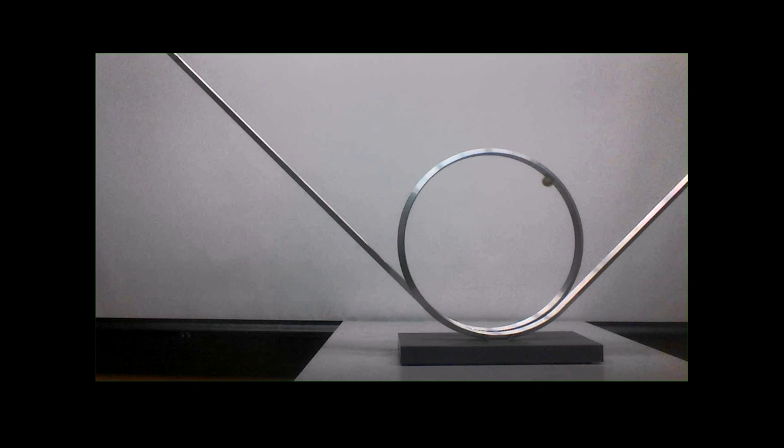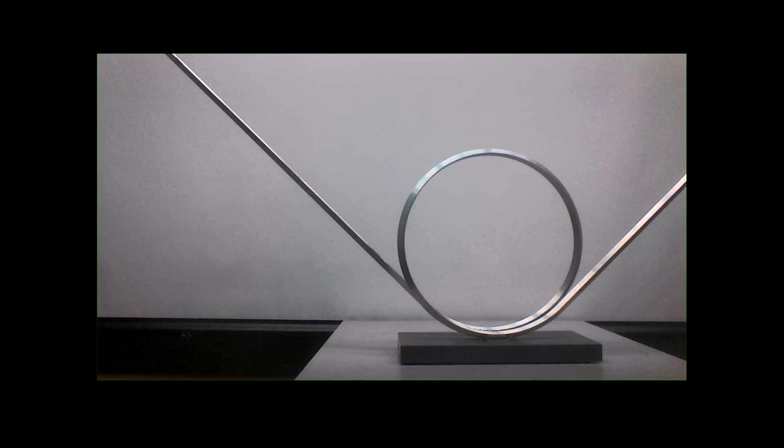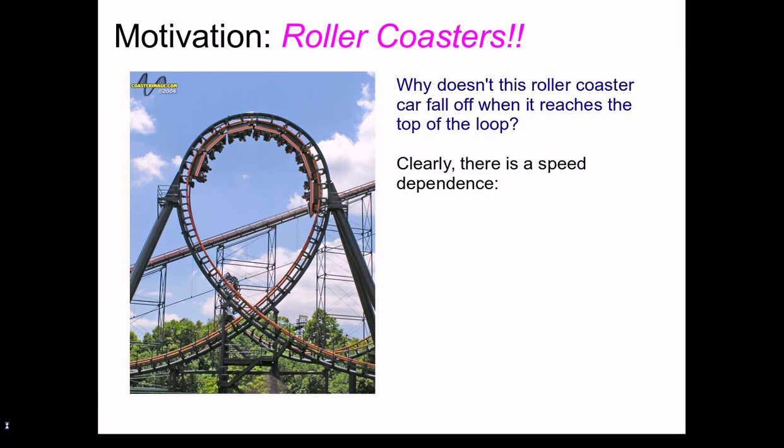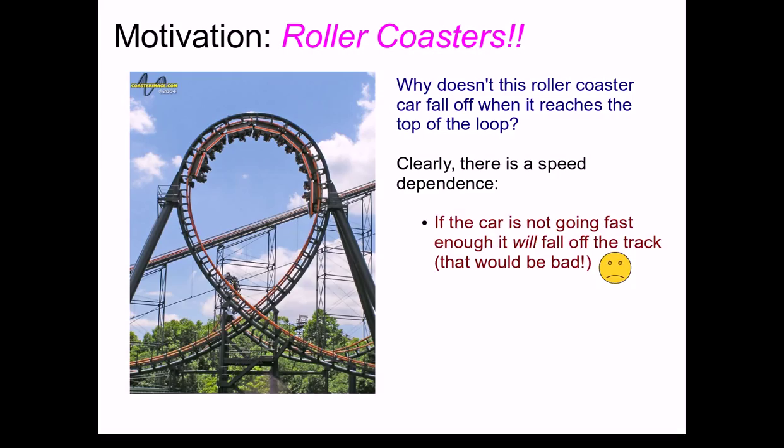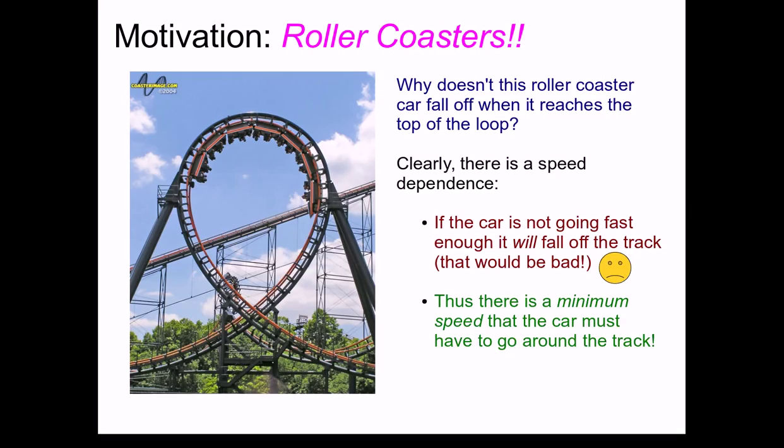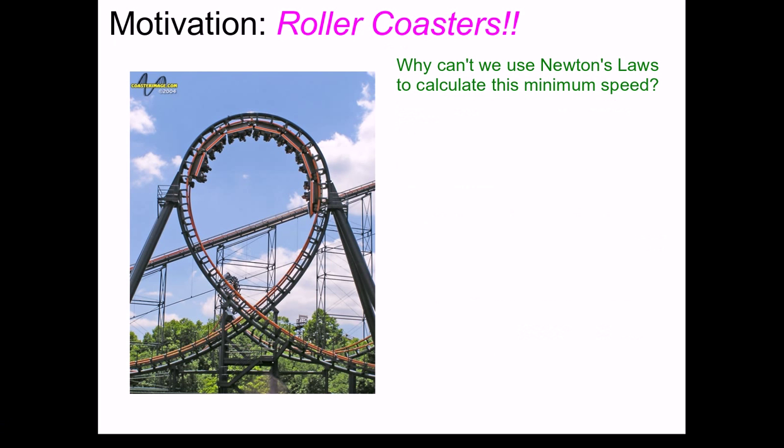Now, if I start the ball too low, it doesn't have enough speed, and it doesn't make it around the loop, and it falls out. However, if I start the ball higher up on the track, it has enough speed to go around the loop. So clearly there is some speed dependence here. If there's not enough speed, then the car won't go around the loop-de-loop and it'll fall off. Thus, there must be some minimum speed that's required for the car to successfully go around the loop.